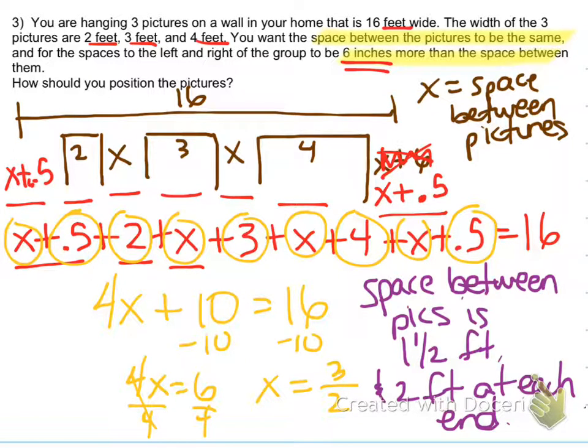So now going back and answering the question, making sure that we answer the question that's asked in the problem. The space between the pics, or each picture, is 1.5 feet, and there's 2 feet at each end of the group.